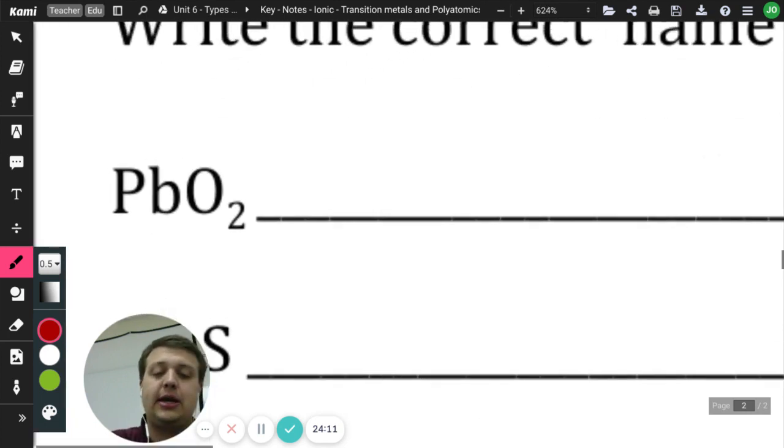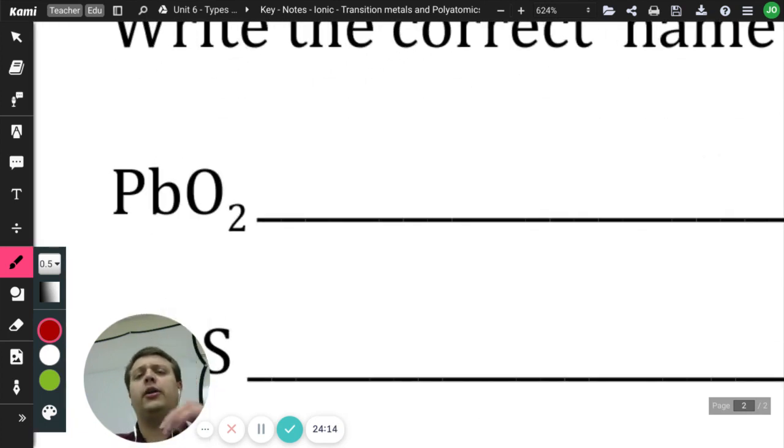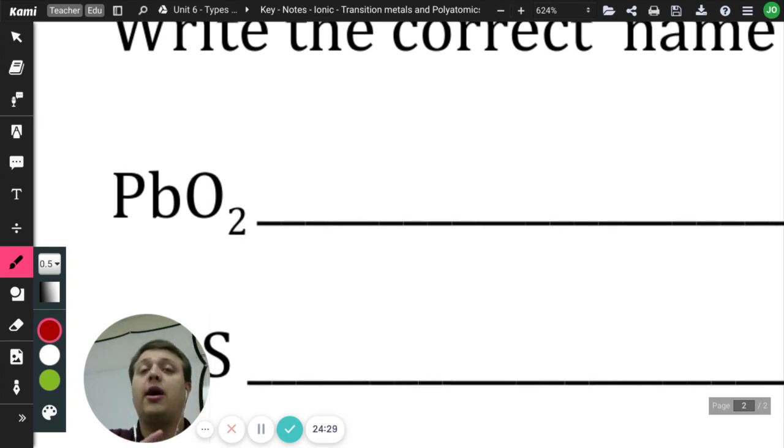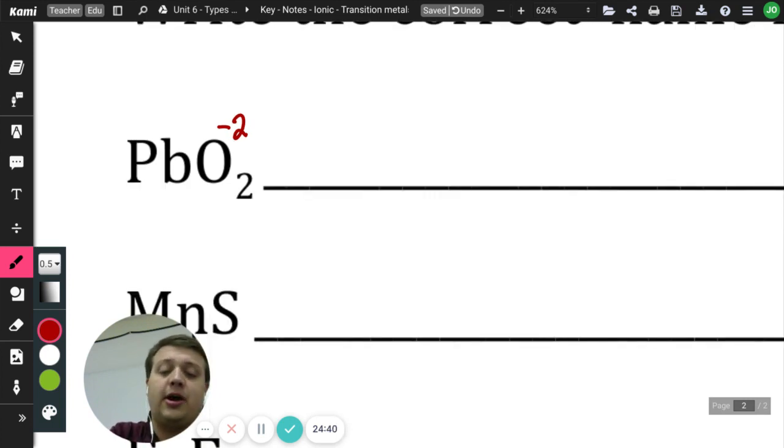So I've got PbO2. So you're like, okay, well, how do I figure out what the actual charge is for lead? Well, what you need to do is you need to make sure that your charges all cancel out. So the total side of the negative needs to equal the total side for the positive. So I have oxygen. I do know oxygen has a -2 for its charge, right? Well, I've got two -2 charges because I've got 2 oxygens. So my total charge coming from oxygen is -4.